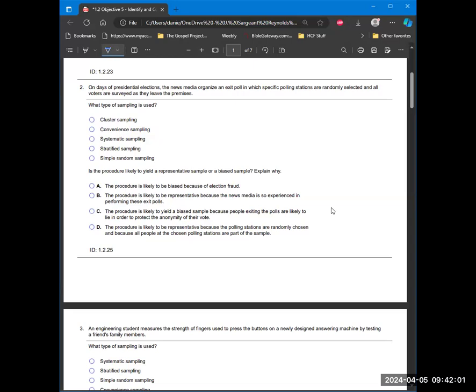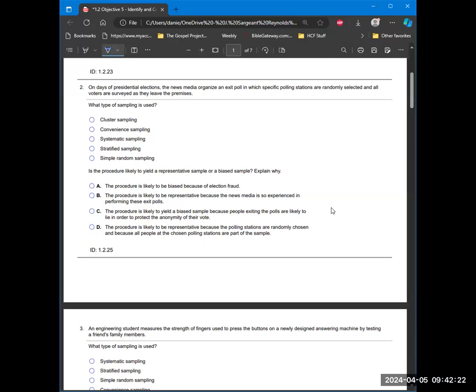On days of presidential elections, the news media organize an exit poll in which specific polling stations are randomly selected and all voters are surveyed as they leave the premises. So what type of sample is being used?